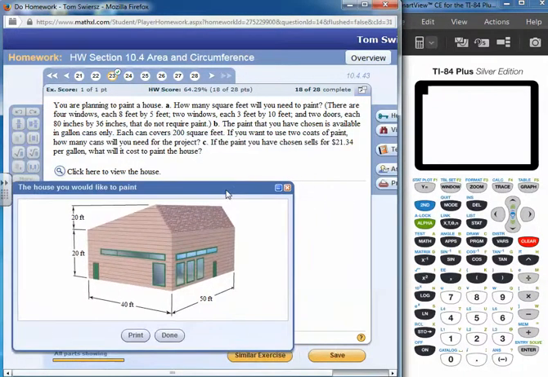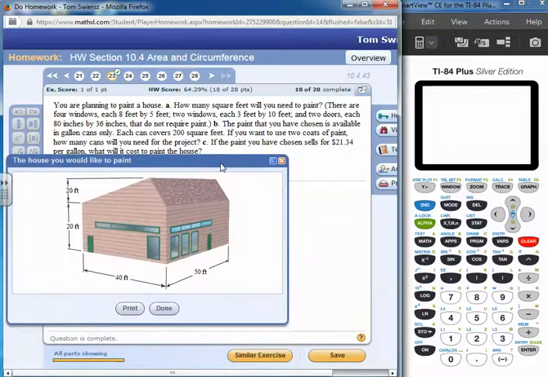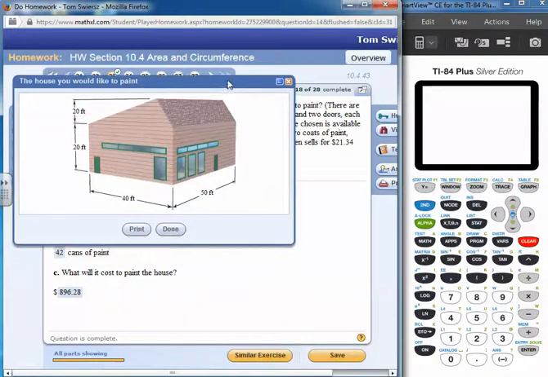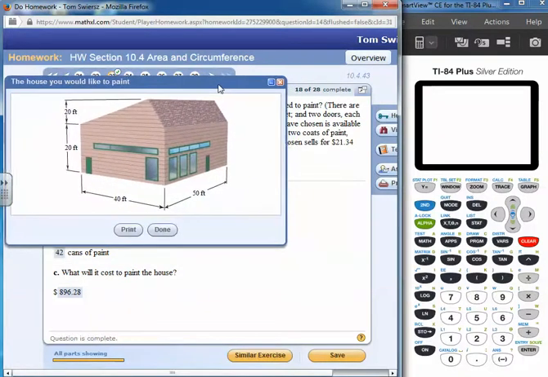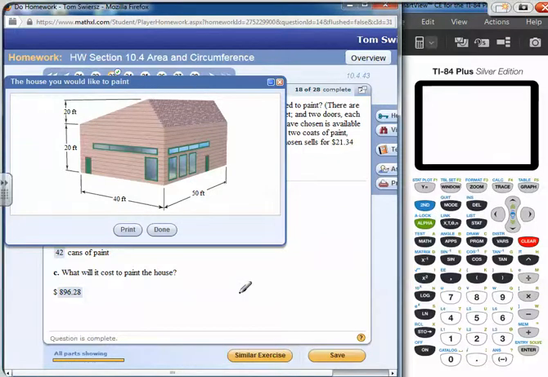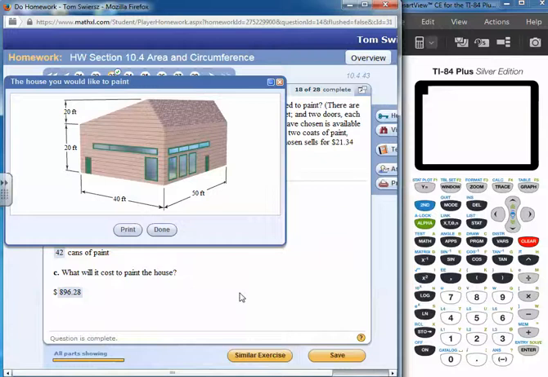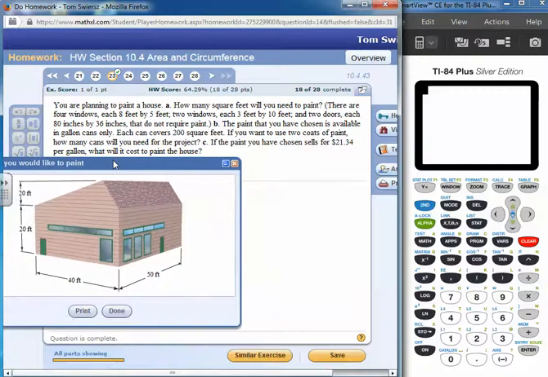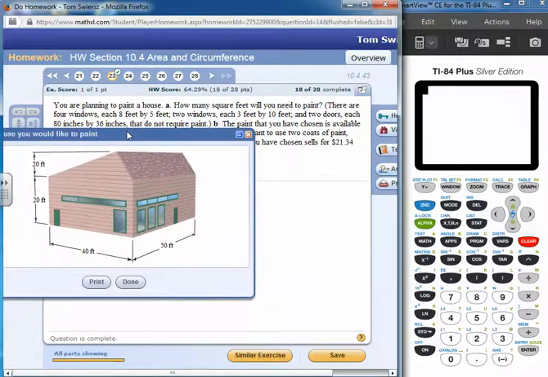Now, let's go ahead and find the area. We need to read the figure, so I'll move it down to give us maximum space to write. How many square feet will you need to paint?